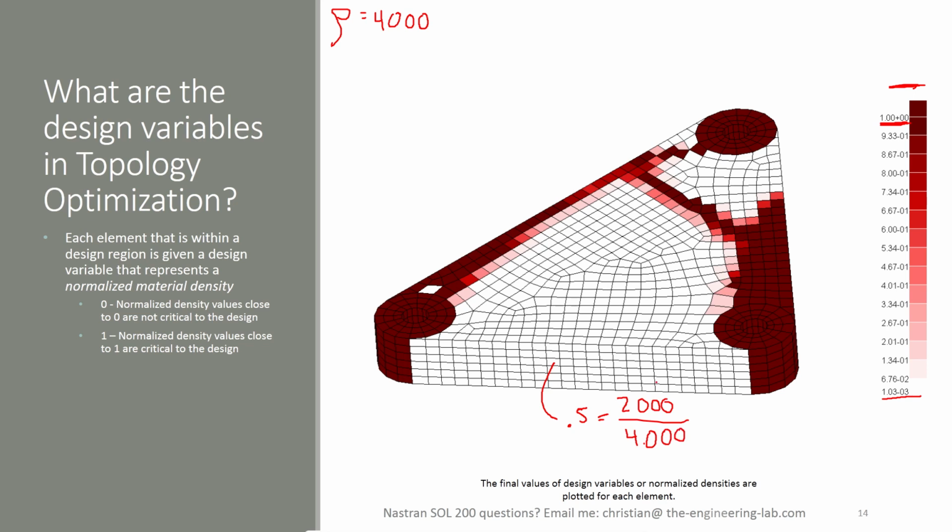So now each element will get its own density. Imagine there's a density I for element I. This is what Nastran does. It gives each element its own normalized density, and it increases or decreases the density just to gauge how important the element is to the rest of the part.